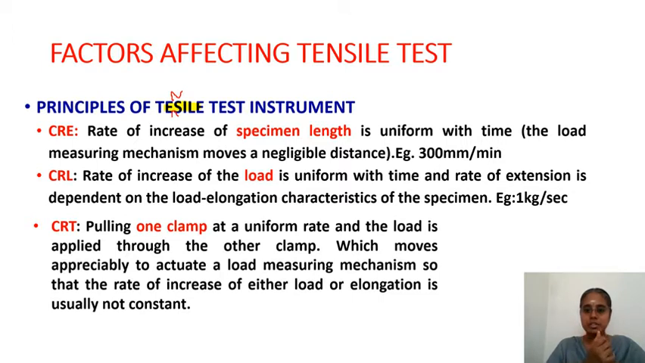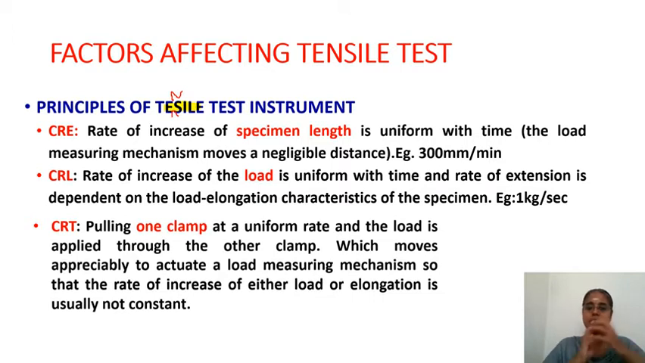One is constant rate of extension, that is the more commonly used principle behind most of the instruments. Then constant rate of loading, CRL, then constant rate of traverse, CRT. So CRE, CRL and CRT. This principle is not only for textiles. Any tensile testing instrument should work on any of these principles, not only the instruments with which textile materials can be tested.